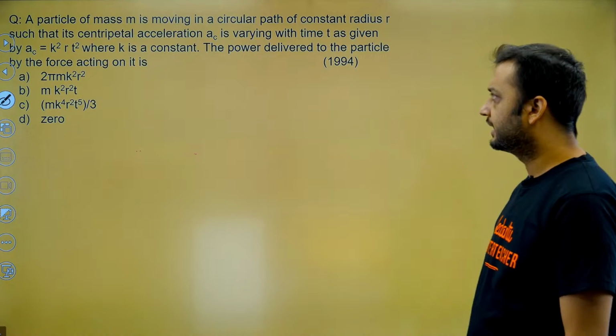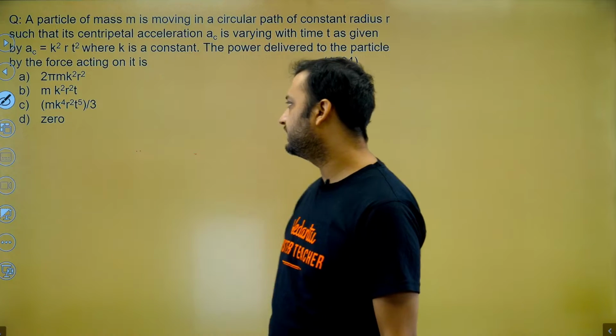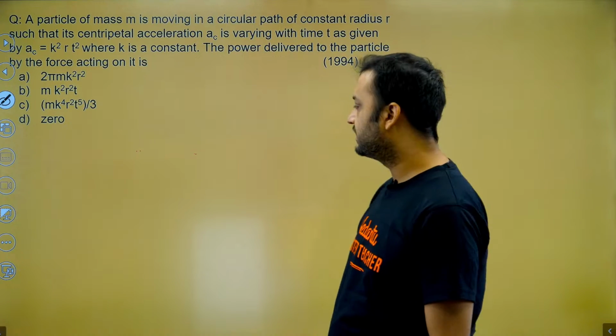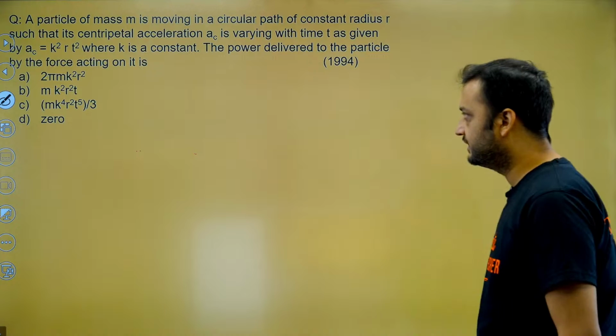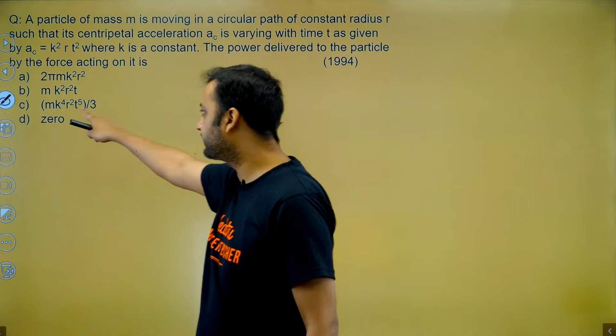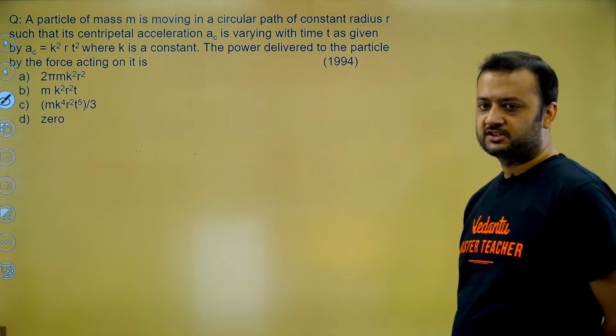See this question. Without even reading the question, if you just look at the options, you will understand that the dimensions are different. Here we are getting mk square r square, here mk square r square, here mk to the power 4, and all those things. So this question we will try to do by dimensions.